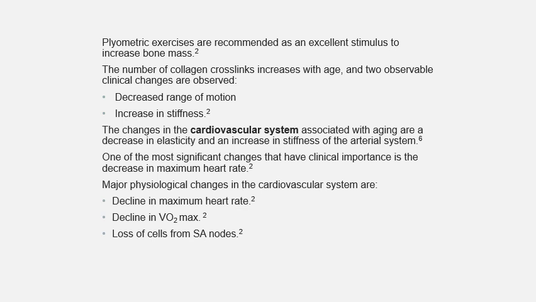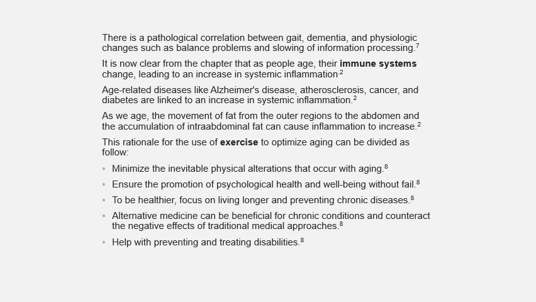Moving ahead to the cardiovascular system, the changes associated with aging are a decrease in elasticity and an increase in stiffness of the arterial system. One of the most significant changes that has clinical importance is the decrease in maximum heart rate. Other changes are a decline in VO2 max and loss of cells from the SA node. There is a pathological correlation between gait, dementia, and physiologic changes such as balance problems and slowing of information processing.